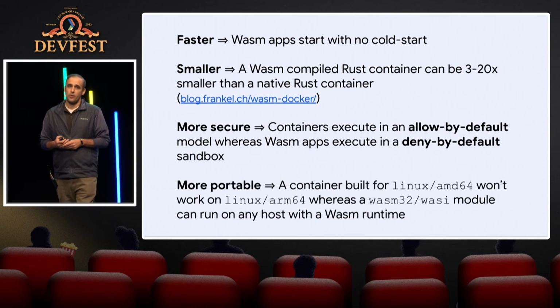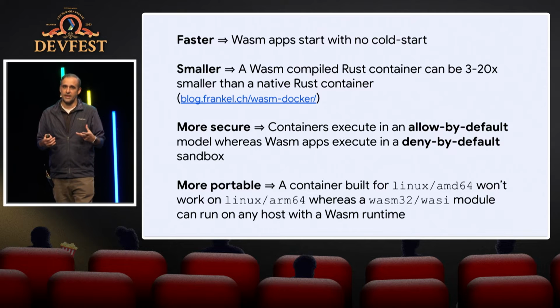And finally, it's more portable. Sometimes we forget that we need to build our code for certain architectures. A container built for Linux AMD64 is not going to work on Linux ARM64. Whereas in Wasm, you build a Wasm module once, and then you can run that anywhere you have a Wasm runtime. So it makes it much more portable than containers.